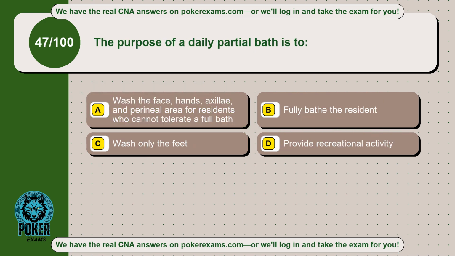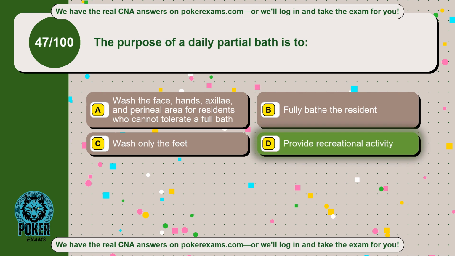Question 47. The purpose of a daily partial bath is to: Option A, wash the face, hands, axilla, and perineal area for residents who cannot tolerate a full bath. Option B, fully bathe the resident. Option C, wash only the feet. Option D, provide recreational activity.